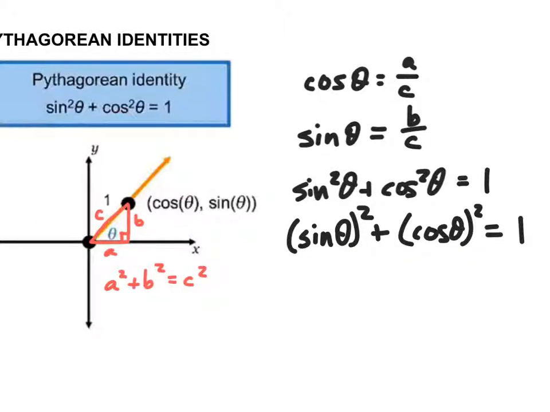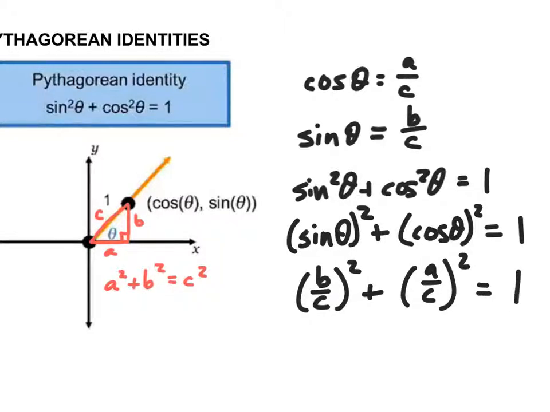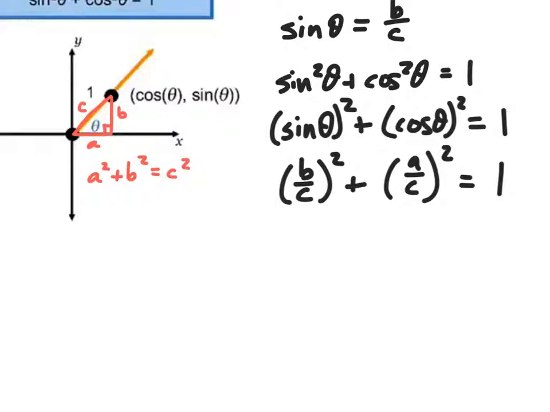All right, so now what I want to do is replace sine of theta with its ratio from this triangle, which is just b over c. So if I do this, I'm going to do b over c quantity squared. Plus, I'm going to replace cosine theta with a over c. So this is going to be a over c quantity squared, and that's going to equal 1. Now, if I have a fraction and I'm squaring it, then I can square my numerator and square my denominator.